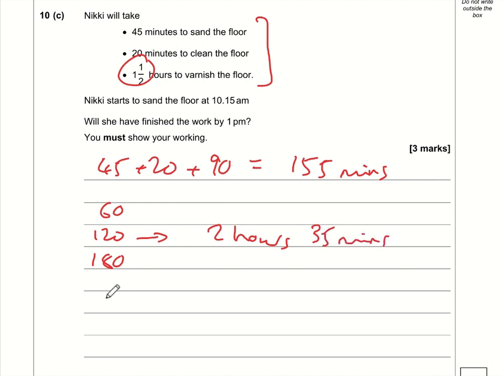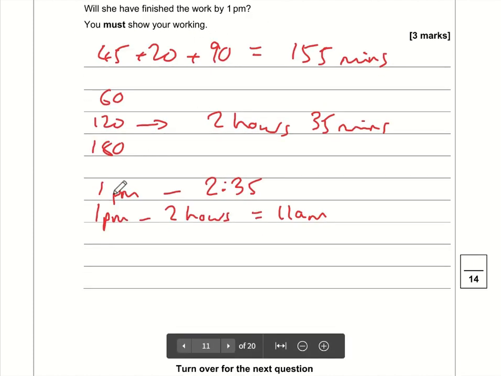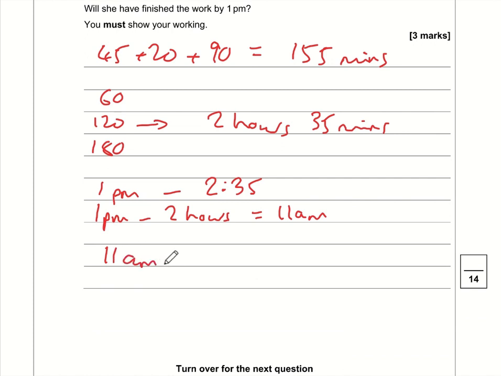So we need to go back from 1 p.m. Let's take away 2 hours, 35 minutes. So first of all, let's take off 2 hours. So 1 p.m. minus 2 hours takes me to 11 a.m. Now I'm going to take away the 35 minutes, so 11 a.m. minus 35 minutes. If I take off 30 first, that will take me to 10:30 a.m. minus 5 minutes, so that will take me to 10:25 a.m.